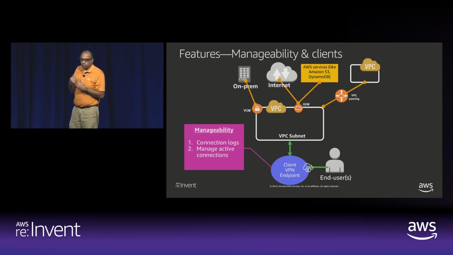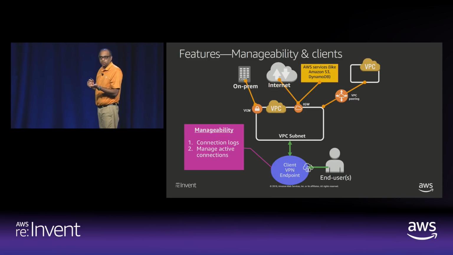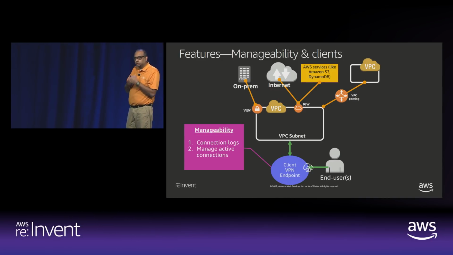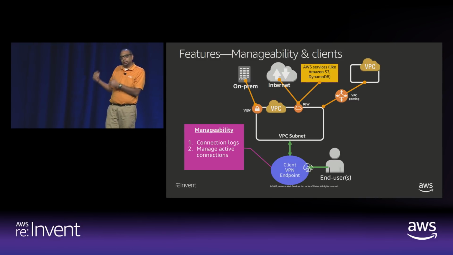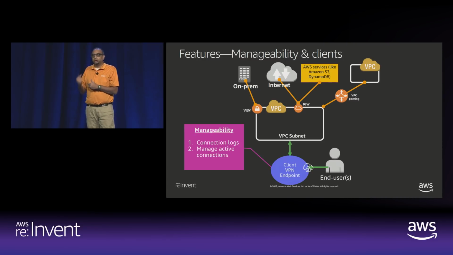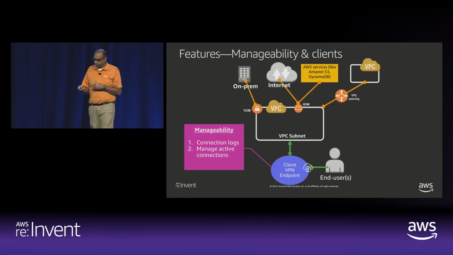The second aspect, from a manageability standpoint, is the ability to manage active connections. There are two capabilities that we provide. One is your ability to describe and see all the active connections at a given point in time. The second is that you will also be able to terminate any given active connection. You could pick a particular connection and terminate that, or you could say, hey, for this user foo, I want to terminate all connections pertaining to this user. You can do that as well. So we give you the ability to manage active connections.